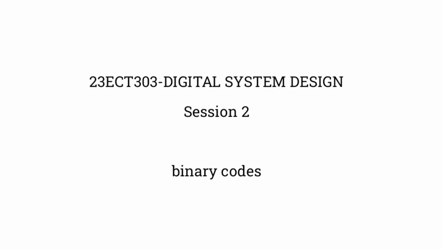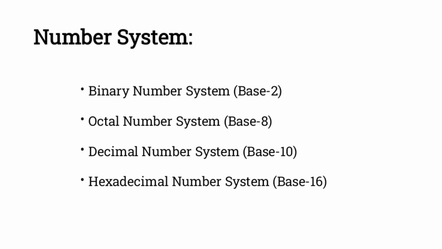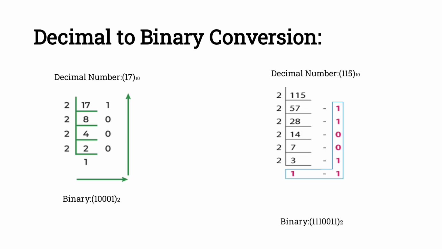Next topic in the digital system design is binary codes. As already we had discussed in the previous class, number systems and their types: binary number system, octal number system, decimal number system, hexadecimal number system. Now we are going to discuss number conversion. First one is decimal to binary conversion.